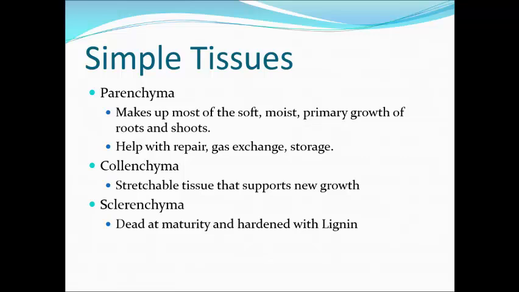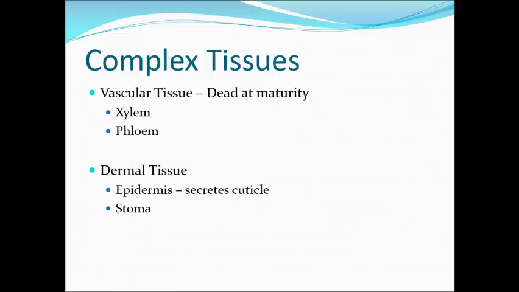And then sclerenchyma is dead at maturity, and it's hardened with lignin, and this is basically your wood. So this makes up the dense, hard part of your simple tissues that provides the dense, non-stretchable, not elastic growth.